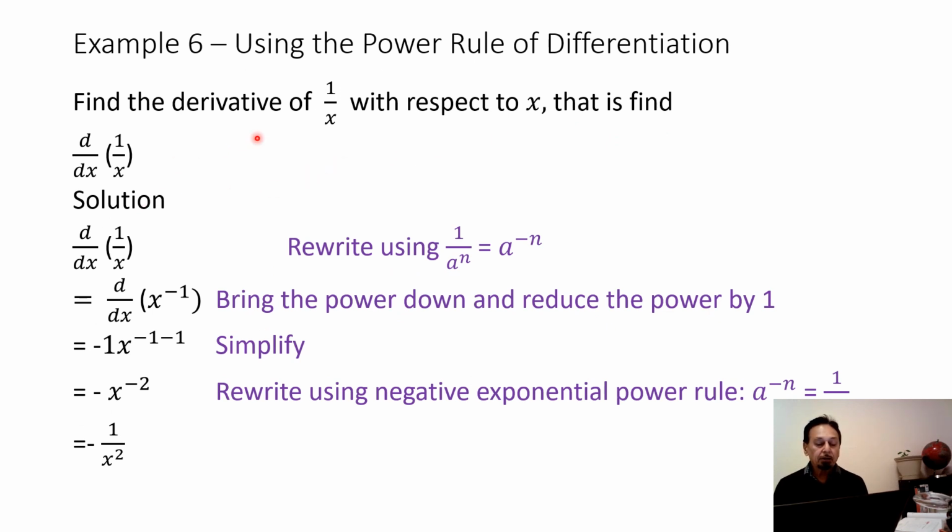Example 6. Find the derivative of 1 over x with respect to x. That is, find d over dx of 1 over x. So we move the x to the top, and it becomes d over dx of x to the minus 1. Now we apply the power rule: bring the power down, negative 1, x to the negative 1, subtract 1. Now this becomes negative 2. So now we have negative x to the negative 2. Rewrite using the negative exponential rule as negative 1 over x squared. And that's the derivative of 1 over x.